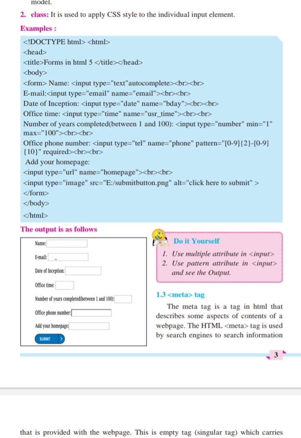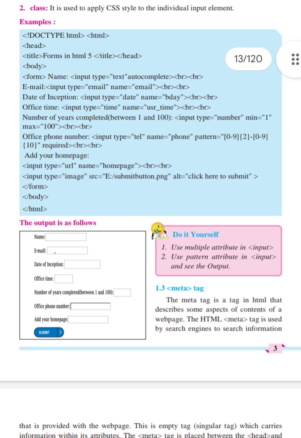Then we have office phone number. For that we have used a particular pattern. If the individual enters a wrong pattern, which does not match the pattern we have entered, it will not accept that. And we have used the required attribute here. Then we have add your home page. For that we have used input type equal to url, so it specifies entering a URL of the home page. Then input type is equal to image.